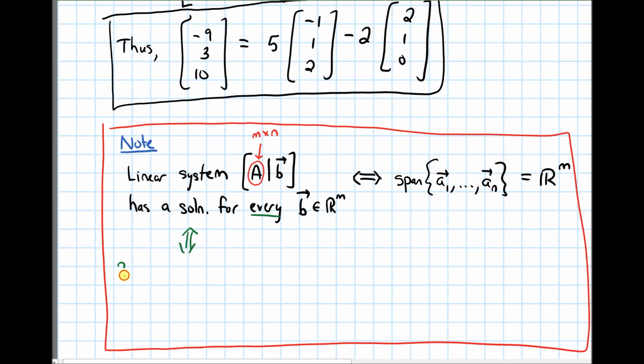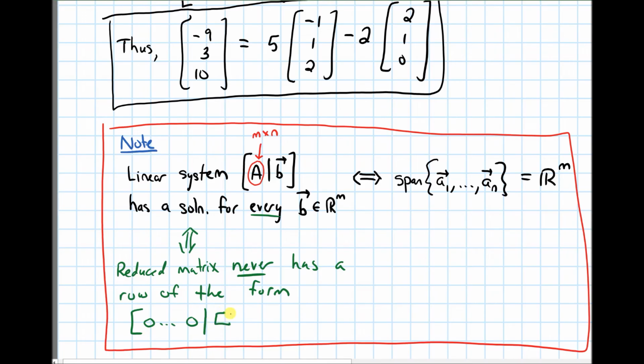our reduced matrix, no matter what b is, never has a row of the form which would give me no solution. Never has a row where I just have a bunch of zeros on the left of the bar and something non-zero on the right. But when would this happen? When would I never, no matter what b is, end up with a row like this?